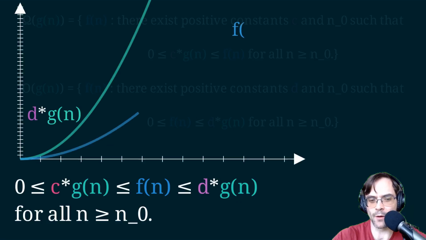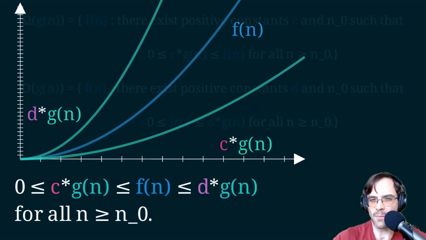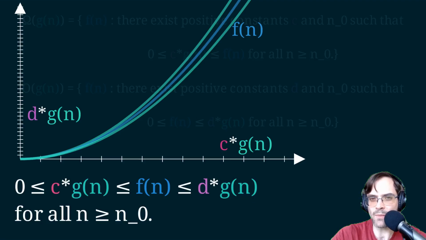Here's a graph that will help you see. You can kind of see that g of n on the graph almost surrounds f of n. C times g of n comes in from the bottom. D times g of n comes in from the top. They kind of surround it. And if I adjust the constants c and d, I can make it squeeze in on f of n. And that's what we mean by a tight bound. You can kind of visualize it in this way.